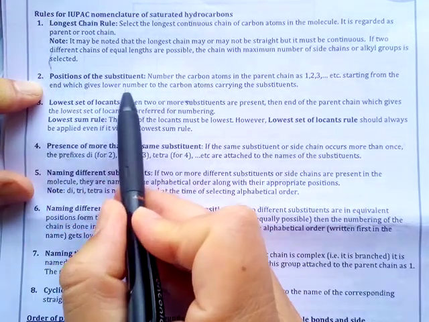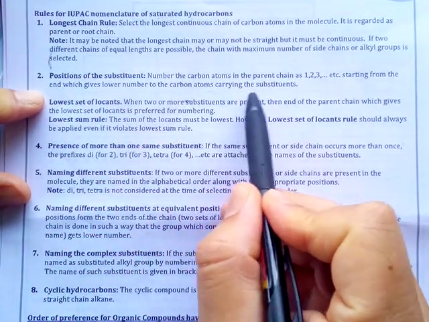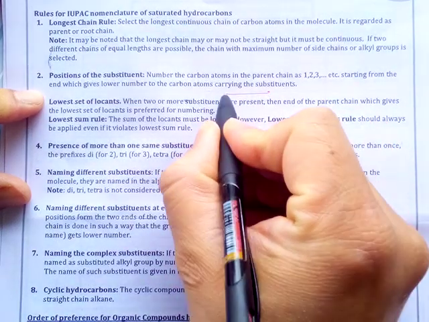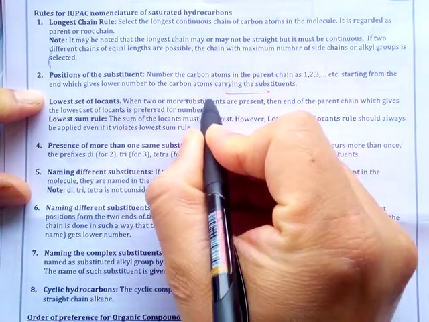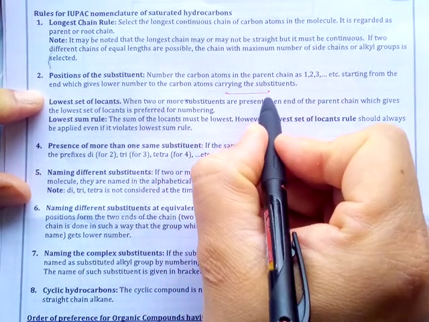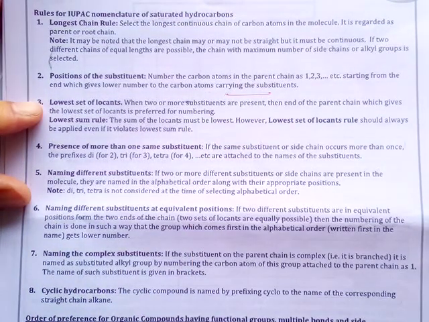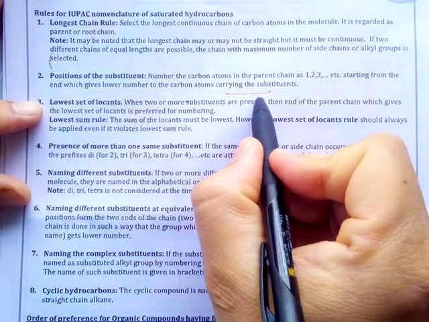Number two says the position of the substituents, so you have to number it, 1, 2, 3, 4. There are two ends in a molecule, right? So either from this side or from this side you have to number it, but you have to see from where we are getting the prefix earlier, or the branch first.